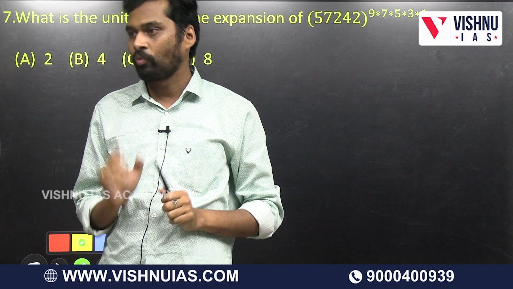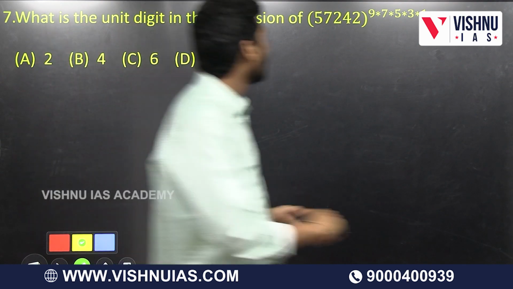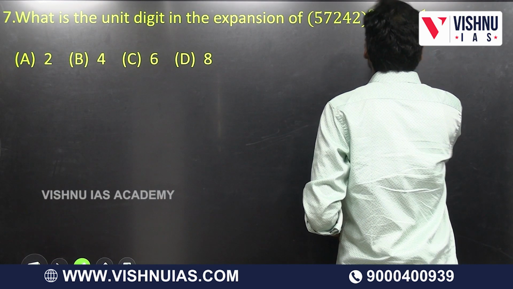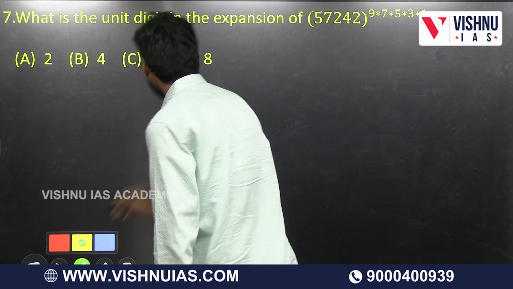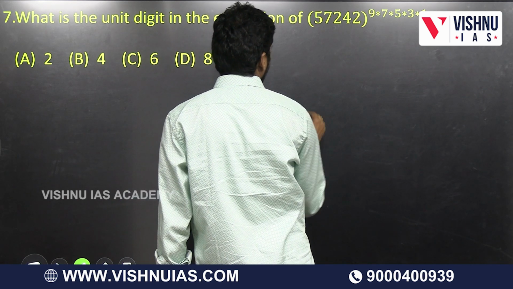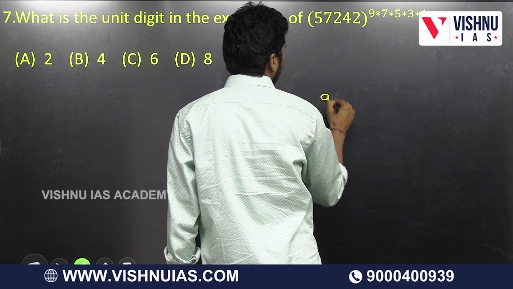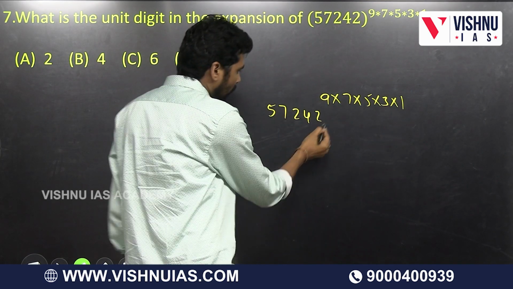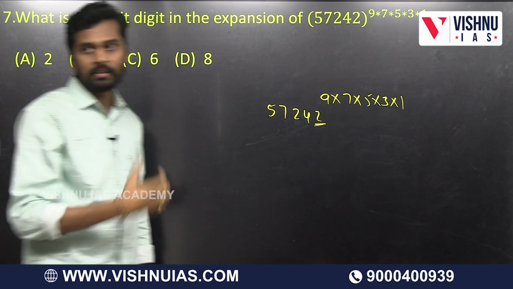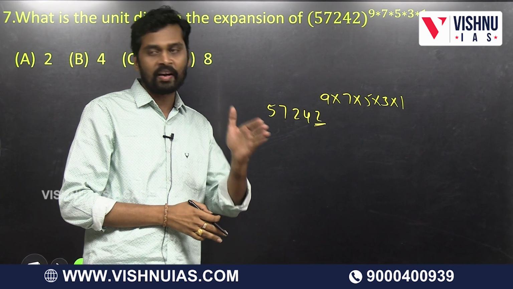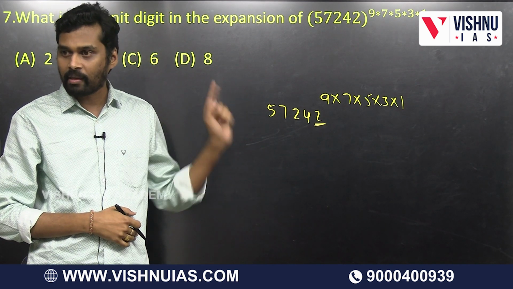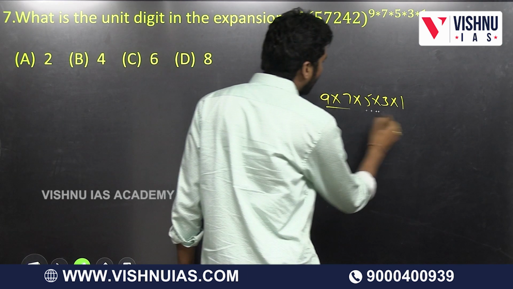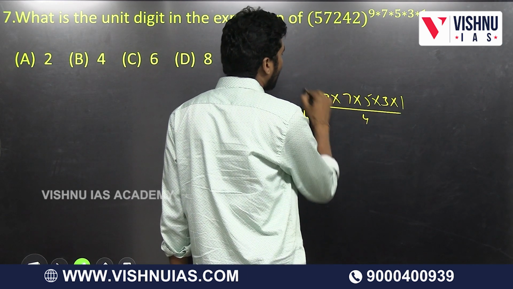Divide the power with 4, right? And then take the remainder. So you divide the power with 4. So here I will take the complete number again. So the number is 57242, 9 into 7 into 5 into 3 into 1, right? So when you are finding the unit digit of a number, if it ends with 2, 3, 7, 8, then we divide the power with 4, then we take the remainder.